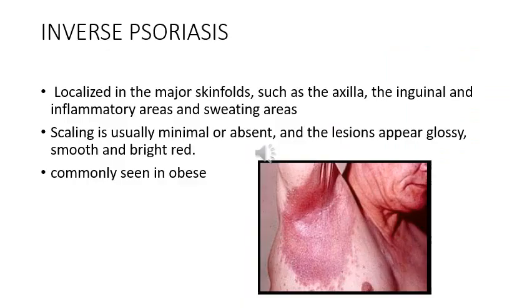Inverse psoriasis, or flexural psoriasis, is seen in the flexures or joints of the body, like the axilla. So it's localized in major skin folds such as the axilla, the inguinal area, and inflammatory and sweating areas. The scaling is usually minimal or absent. Usually scales are present in psoriasis, but in inverse psoriasis they are minimal or absent. The lesions appear glossy, smooth and bright red with minimal scales. It's commonly seen in obese persons.